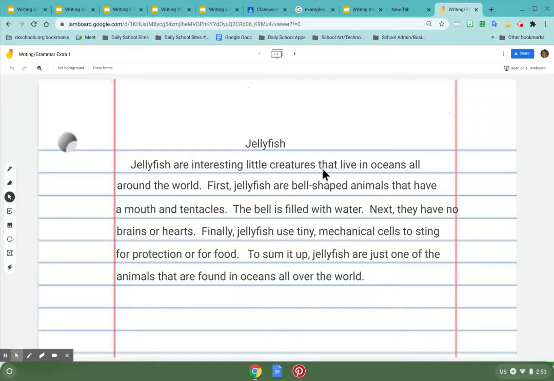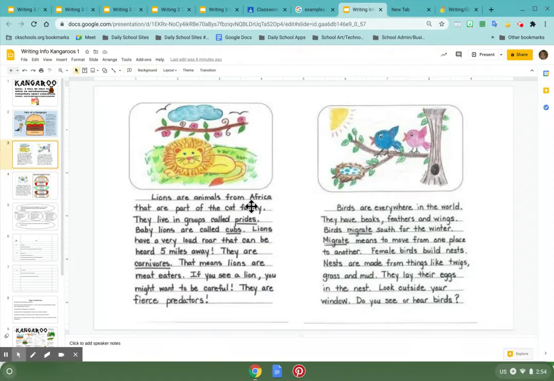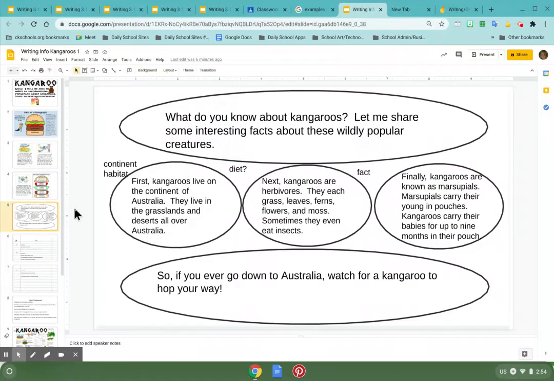So here's jellyfish. Jellyfish are interesting little creatures that live in oceans all around the world. First, jellyfish are bell-shaped animals that have a mouth and tentacles. The bell is filled with water. Next, they have no brains or hearts. Finally, jellyfish use tiny mechanical cells to sting for protection or for food. To sum it up, jellyfish are just one of the animals that are found in oceans all over the world. Don't forget your conclusion.